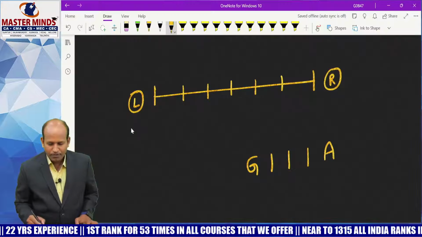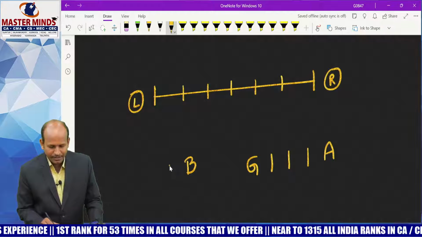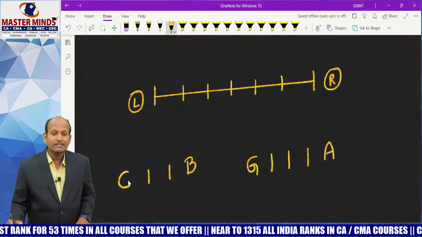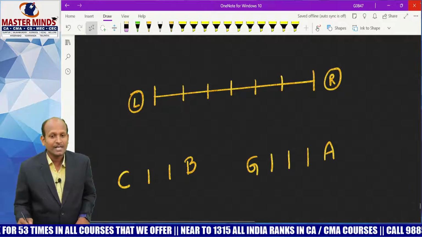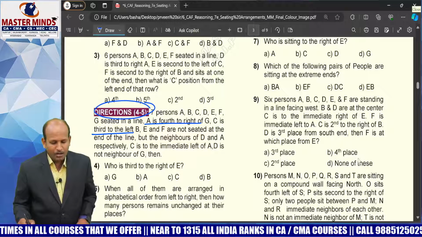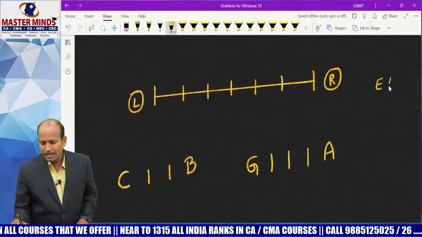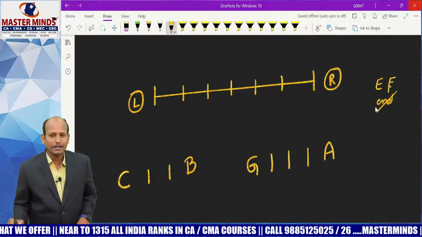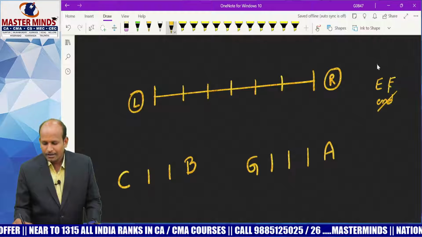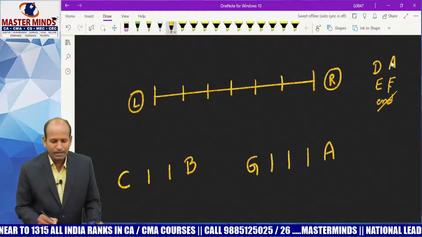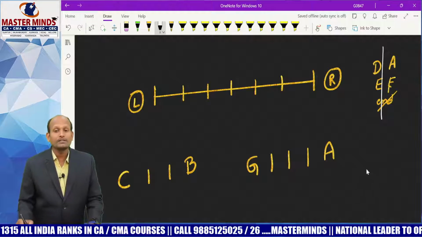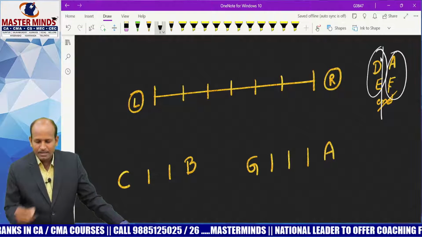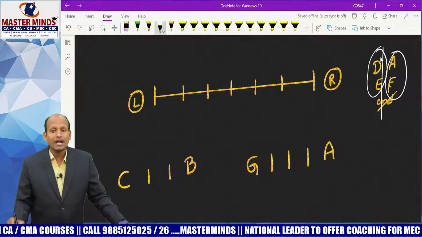C is third to the left of B. So from B, first left, second left, third left is C. That means there are 2 persons between C and B. E and F are not at the end. That means E and F never sit at either the left end or the right end, but they are the neighbors of D and A respectively. Respectively means the first member is a neighbor of the first member. That means D is a neighbor of E, and the second member is a neighbor of the second member, A is a neighbor of F.